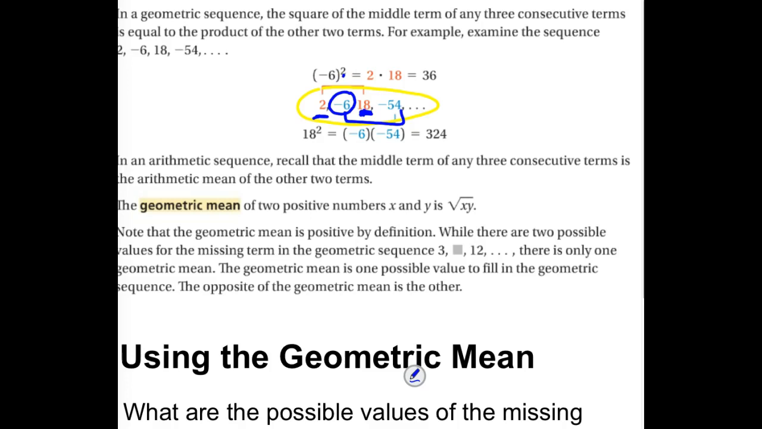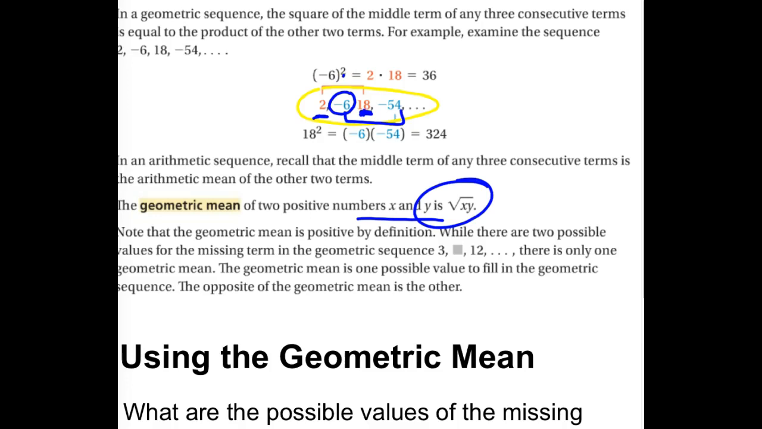Okay? So the geometric mean of any two positive numbers x and y is x times y square rooted. Again, there's a typo in your notes packet, so please change that. It should be the square root of xy. Now, there's a little note in here. When we ask you to find the geometric mean, it's always going to be a positive answer.